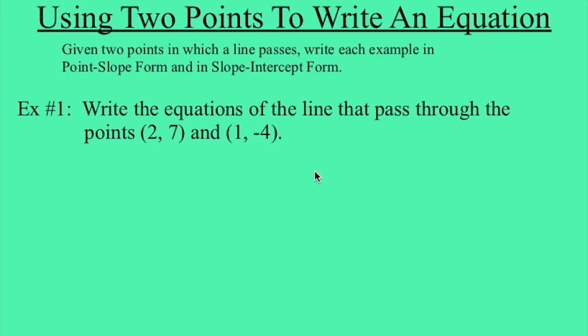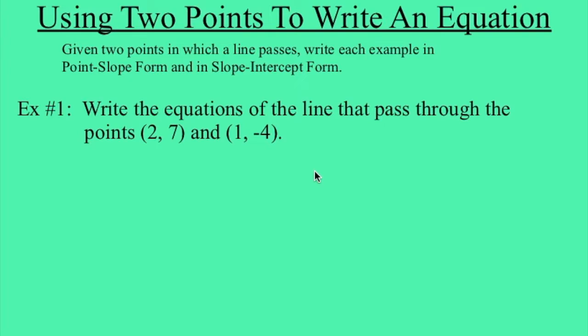But today is going to look a little bit different because what we are going to be given instead is 2 points that are located on the line. So if you look at this example number 1, it says write the equations of the line that pass through the points (2, 7) and (1, -4). So we're going to write this both in point slope form and then change it over into slope intercept form.